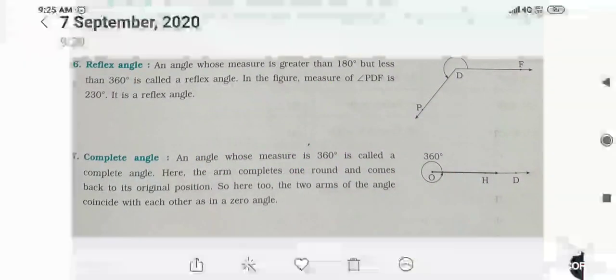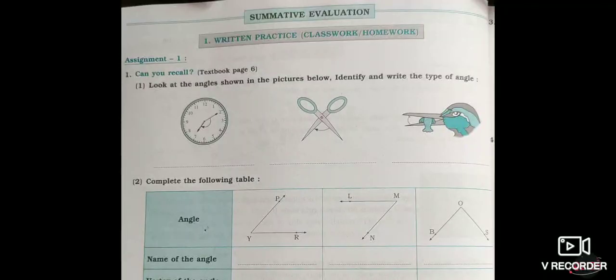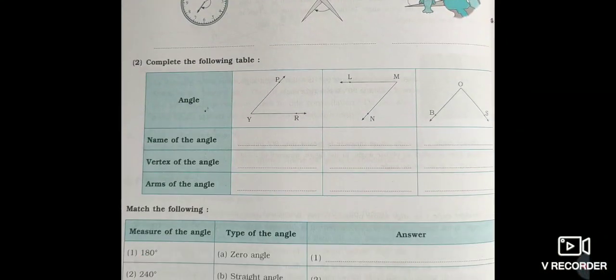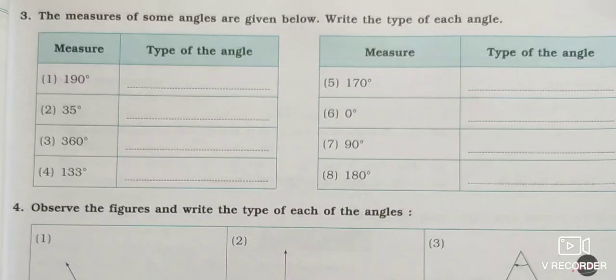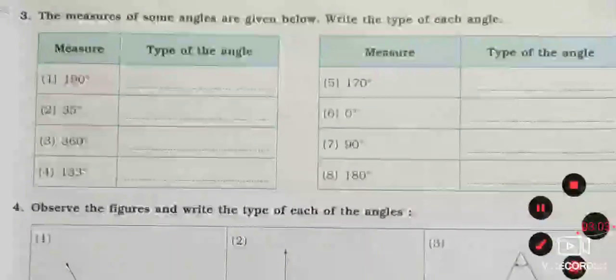After the revision of the different types of angles, we found out which types of angles are present in the above figures. After that, we saw how to read an angle, what the name of an angle is, the vertex of an angle, the arms of an angle, and match the pairs that we had seen in our last lecture. Now we will see the next part of the angles from the workbook, and it is here.